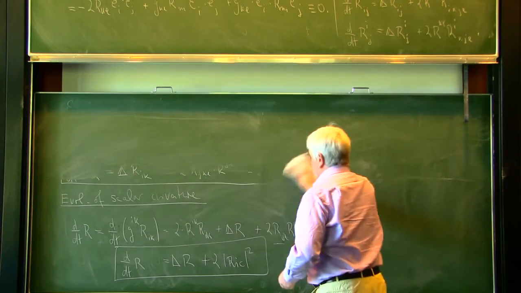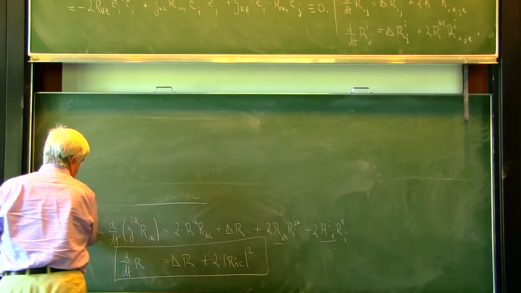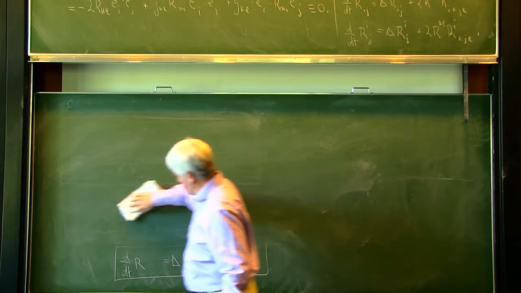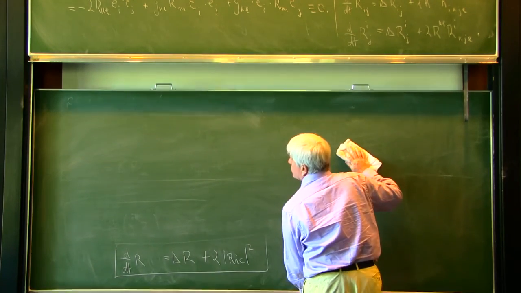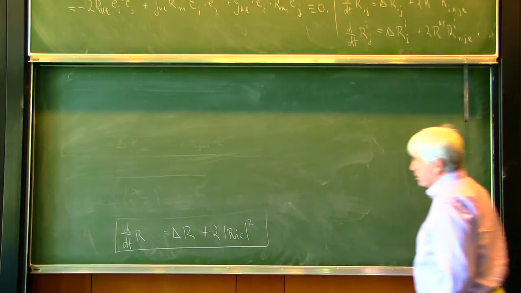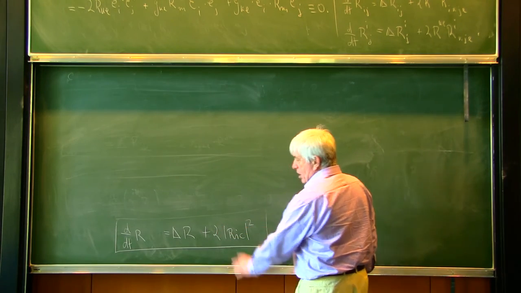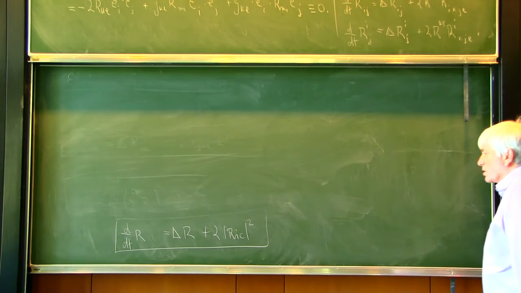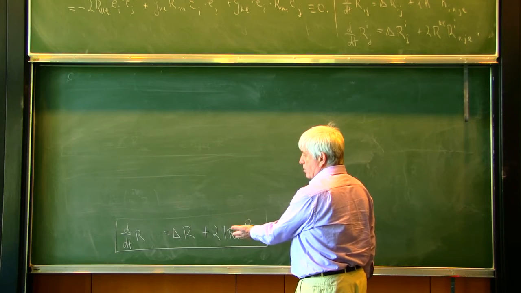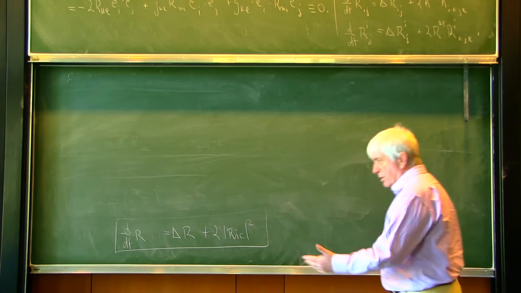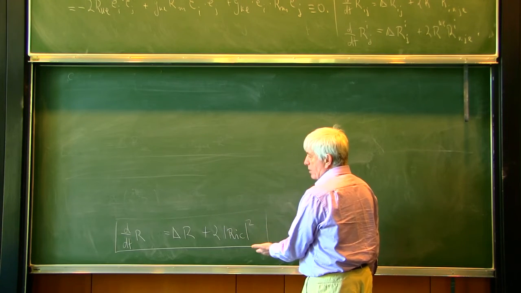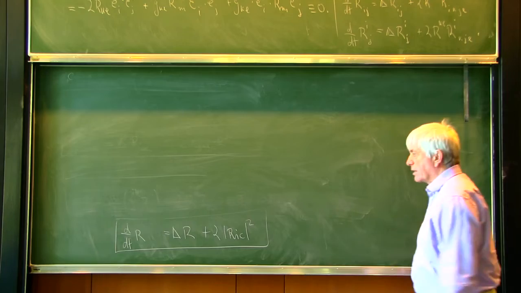So the evolution of the scalar curvature is still on the board. Let me just keep it here at the bottom. Because this term is positive, you can immediately draw conclusions. In particular, by the parabolic maximum principle, the weak parabolic maximum principle, the infimum of the scalar curvature will never be able to decrease on a compact manifold.